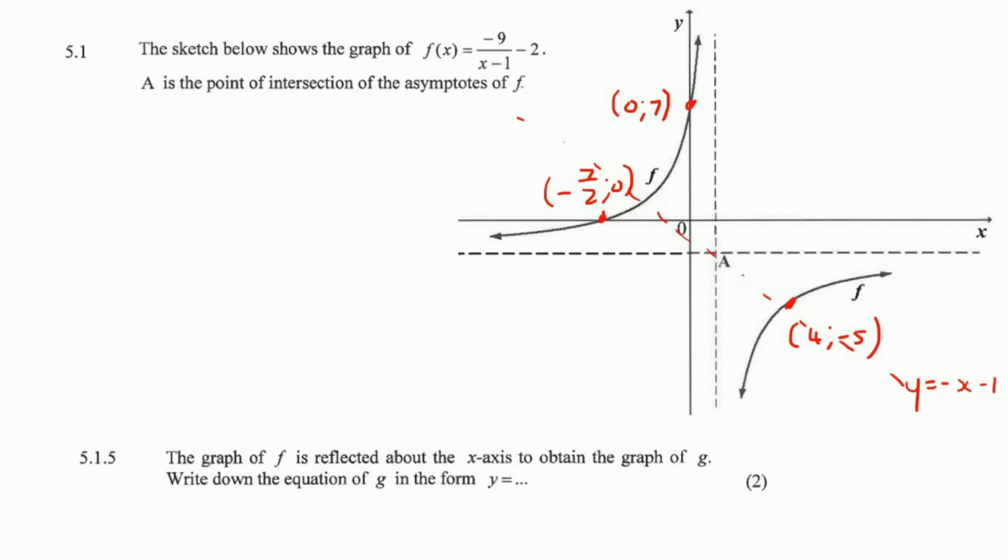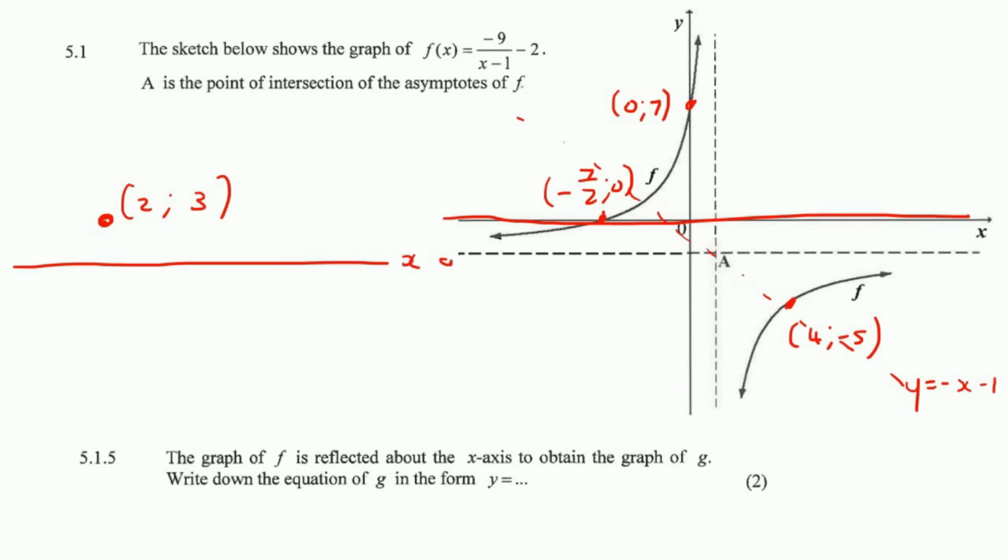So it says the graph of f is reflected about the x-axis to obtain the graph of g. Write down the graph of g's equation. Okay, so we're reflecting it across the x-axis. So in general, if you have a point, let's say this point is 2 and 3, and let's say this is your x-axis. If you reflect something across the x-axis, the x value stays the same, but the y value switches. It becomes the negative. So what we do is we write down the original equation.